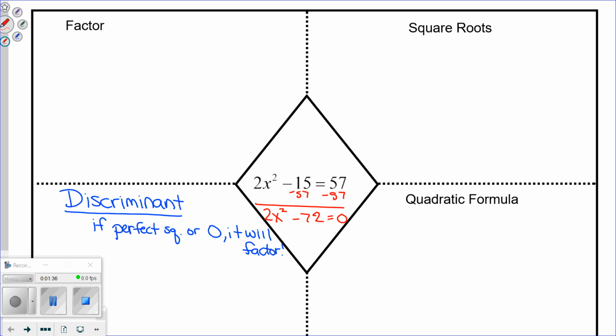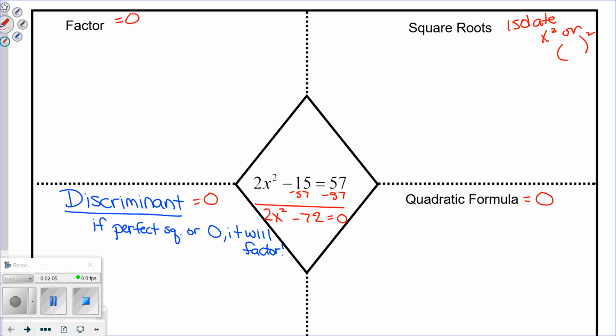Okay. So to use the discriminant, the problem has to be equal to 0. Factoring, equal to 0. Quadratic formula, equal to 0. Square root? No, this is where you isolate x squared or parentheses squared. Okay, just so we're clear on all of that. The only time you're not setting it equal to 0 is the square root method.